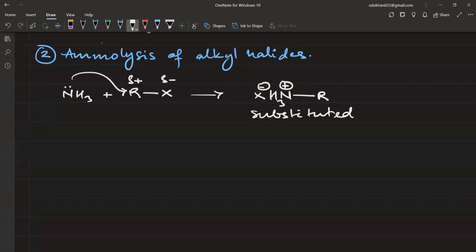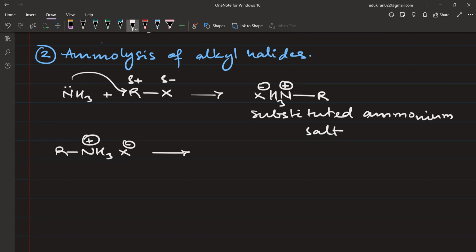Substituted ammonium salt. Once you get this, you can react it with NaOH. If you have R bonded to NH3 positive and X negative, in the presence of NaOH you will get RNH2 plus H2O and sodium halide. But it has some disadvantages.